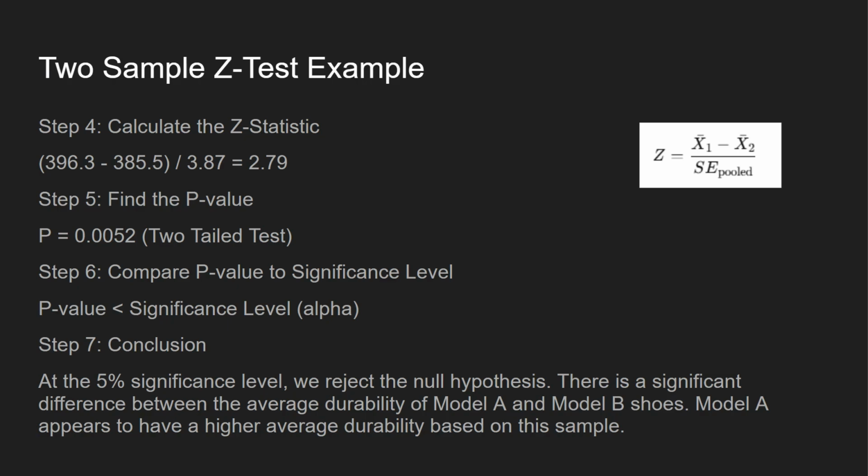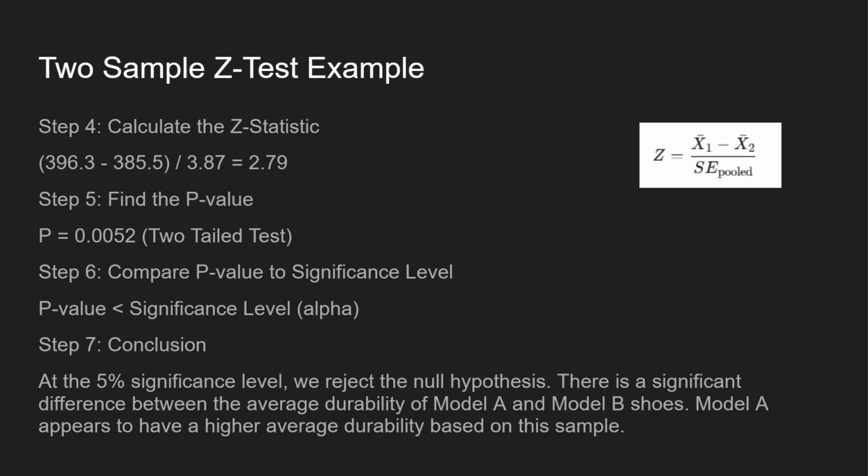Compare the p-value to the significance level, right? The p-value is going to be less because our significance level is 0.05. And then we write a conclusion, right? At the 5% significance level, we reject the null hypothesis. There's a significant difference between the average durability of model A and model B shoes. Model A appears to have a higher average durability based on the sample. And that is our intro to the two sample z-test.